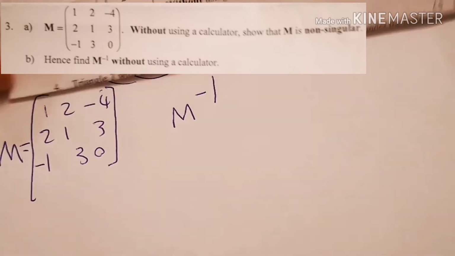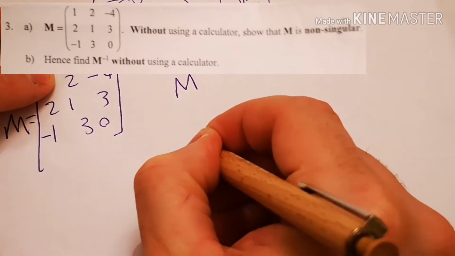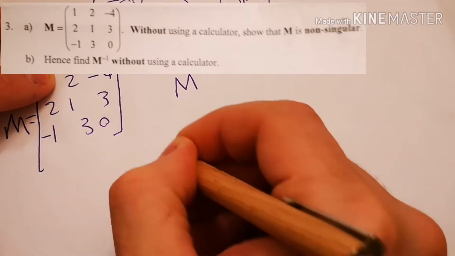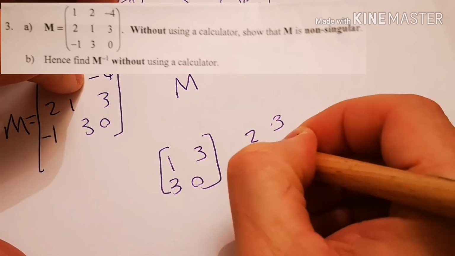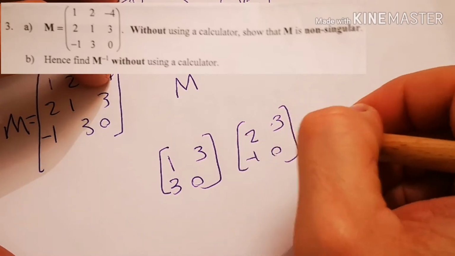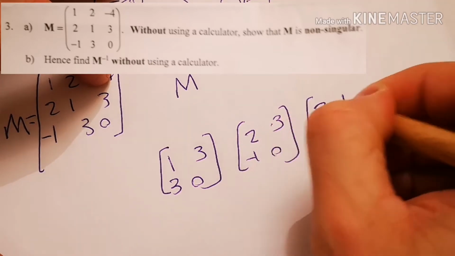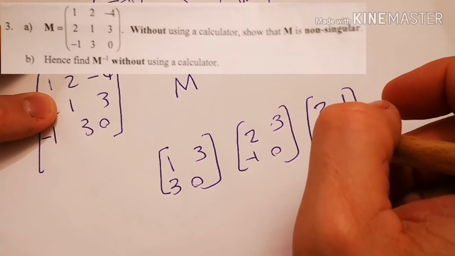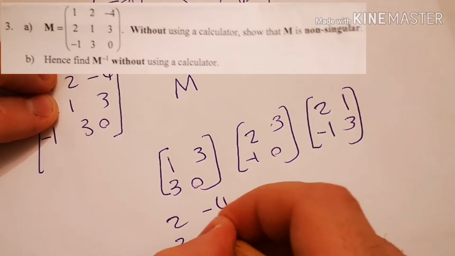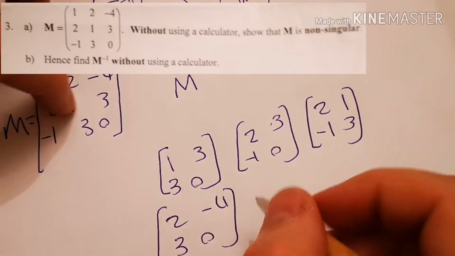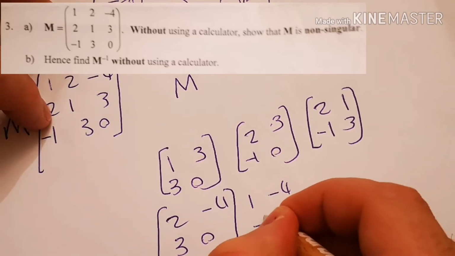Right, so the first thing I've got to do is find the matrix of minors. The first one is 1, 3, 3, 0. I'm ignoring these two, which makes it 2, 3, minus 1, 0. Then that one there is going to be 2, 1, minus 1, 3. Go one row down. It's this one here, so it's those ones and those ones: 2, minus 4, 3, and 0. And then that one is in the centre. Oh, that's confusing. Which is 1, minus 4, minus 1, and 0.